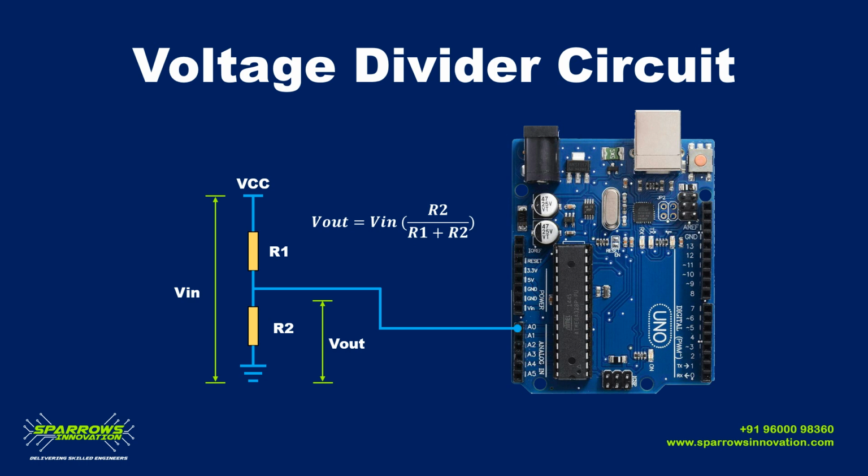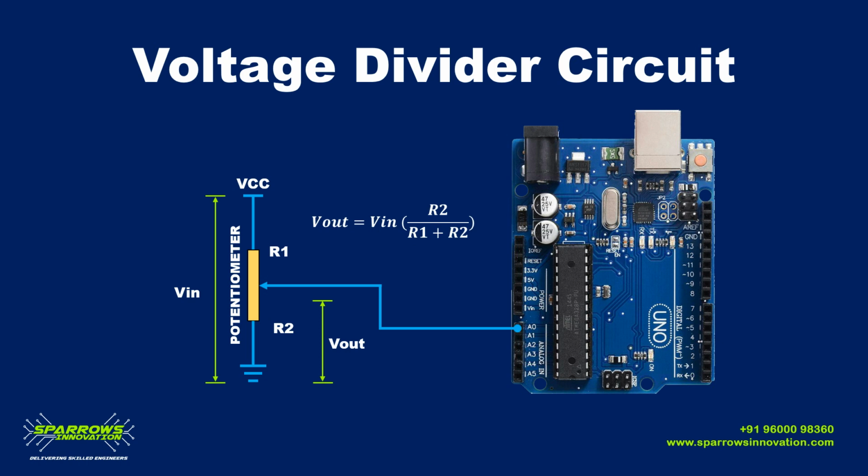Instead of these two resistors, I am going to use a potentiometer. This potentiometer will act as the voltage divider circuit for me. So I am going to connect the potentiometer to the Arduino. I will get a value from 0 to 5 volts based on the adjustment of my potentiometer, right.